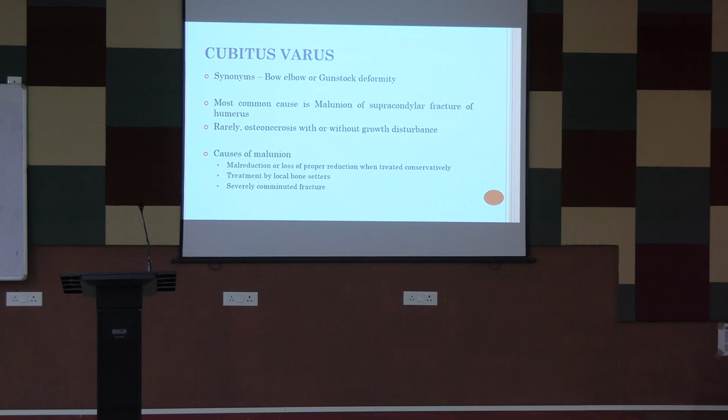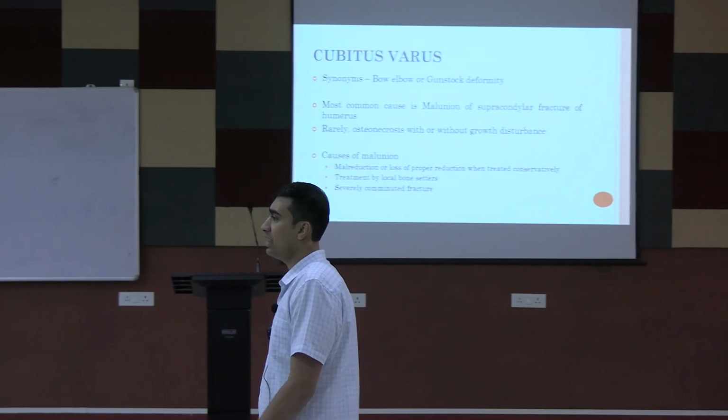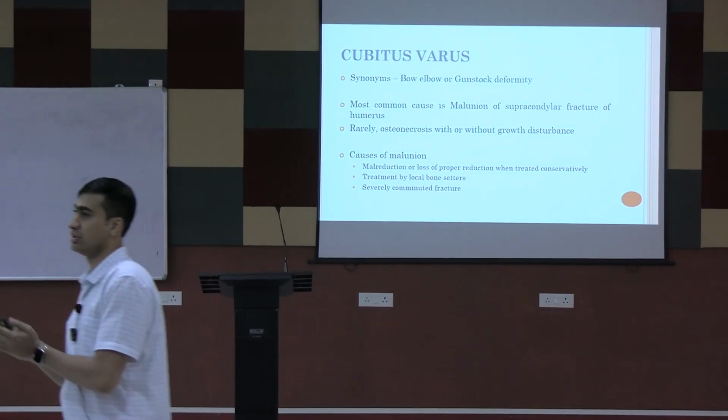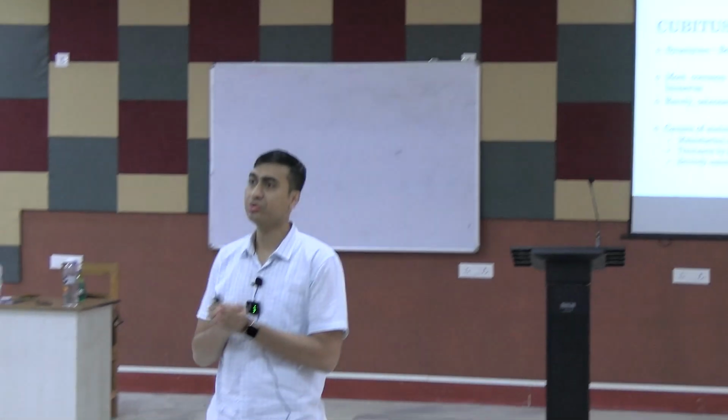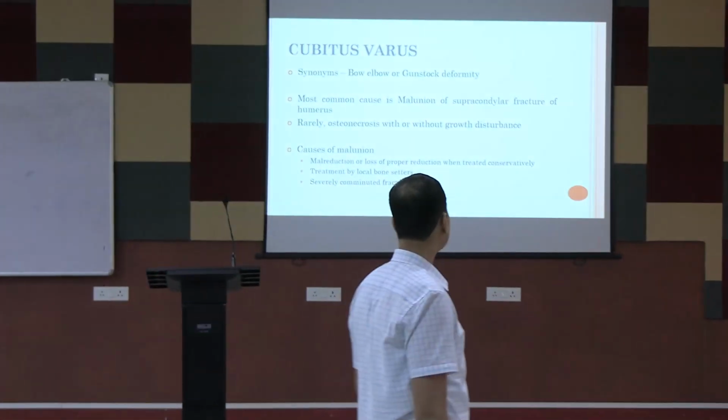Now, again, supracondylar fracture is very important for your MBBS exams. Okay. So, supracondylar fracture is the most common. Now, cubitus varus is a more common deformity than a cubitus valgus deformity. And the most common cause of a varus deformity is a malunited supracondylar fracture. So, what else can it cause?